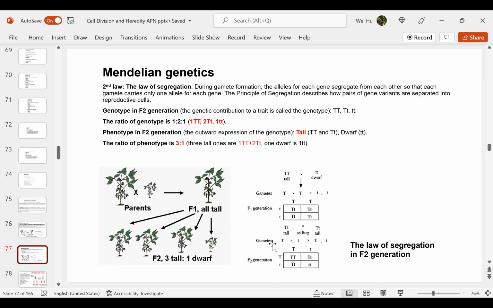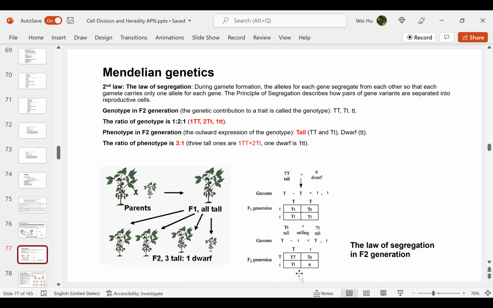Now, let's see. You cross this one again. You cross big T, small t with big T, small t. Now both parents are big T, small t. Then the big T will separate from small t. This is the law of segregation. They can separate, so big T separates from small t. And then they can also freely combine. It means that big T combines with big T, small t combines with big T, and big T combines with small t, and small t combines with small t.